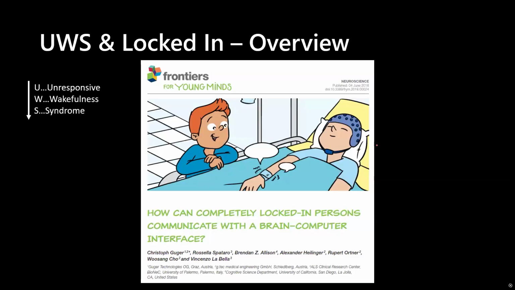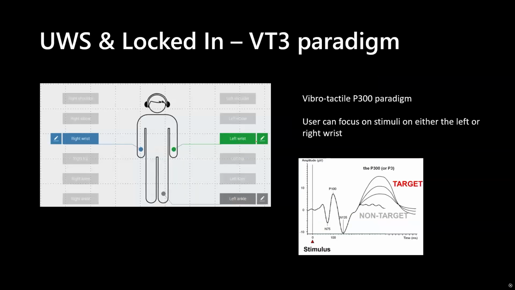But regarding the datasets themselves, here we have a vibrotactile P300 paradigm. Vibrotactile means you have small vibrators attached to your right wrist, your left wrist, and your left ankle. So there are 3 vibrators in total attached to your extremities. Depending on which vibrator or stimulus you're focusing on, you will again have this P300 response.